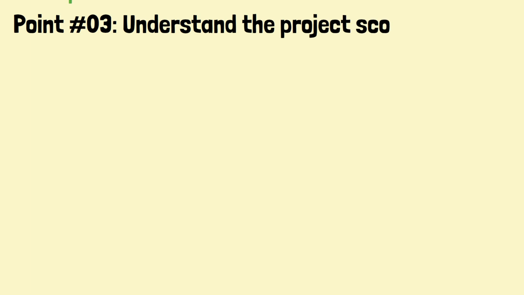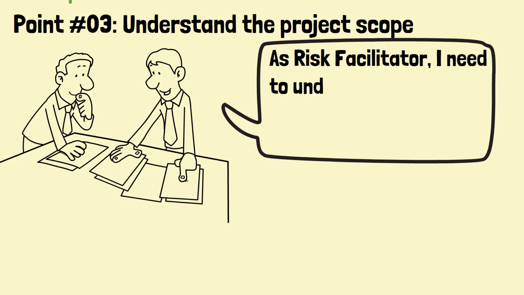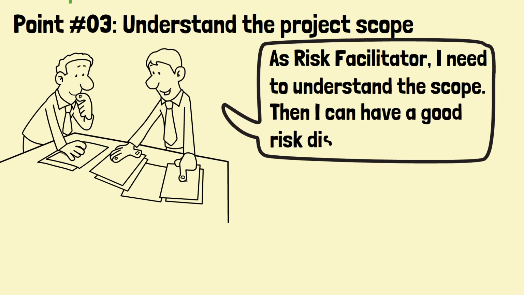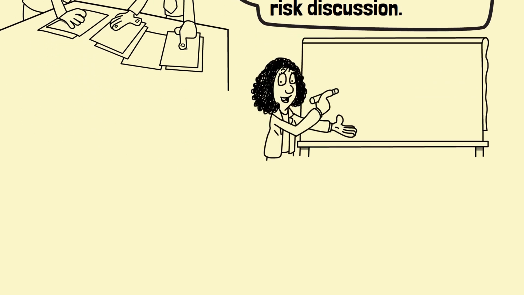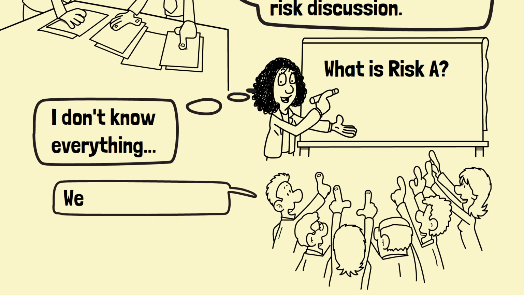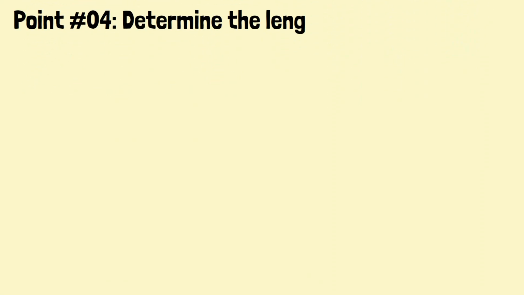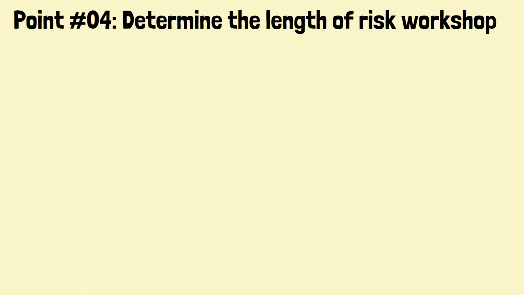Point number 3. Understand the project scope. It is advantageous if the risk facilitator has some basic understanding of the project scope. The basic knowledge will enable effective risk discussion with the participants. Of course, he is not expected to understand all the technical stuff in the project. The interesting thing is that sometimes some dumb questions from the risk facilitator would trigger interesting risk discussions among the participants.